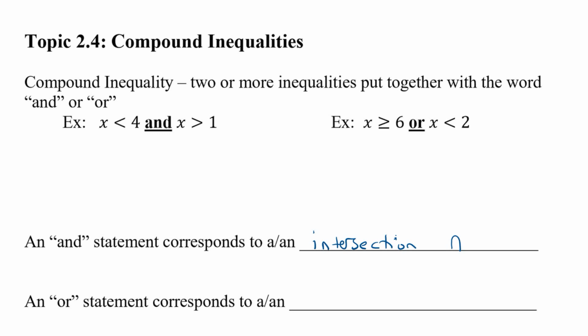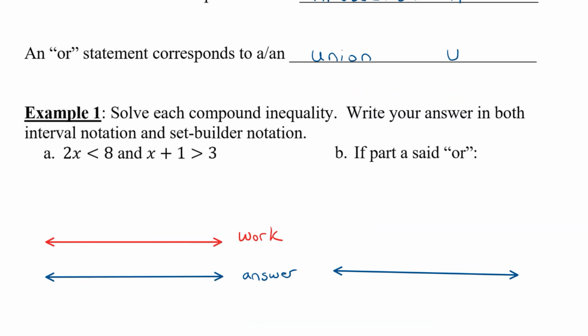And then for an or statement, it should correspond to a union. And again, that symbol looked like a capital letter U. Oftentimes, you will also hear an and referred to as a conjunction and an or statement referred to as a disjunction. So let's look at our first example.